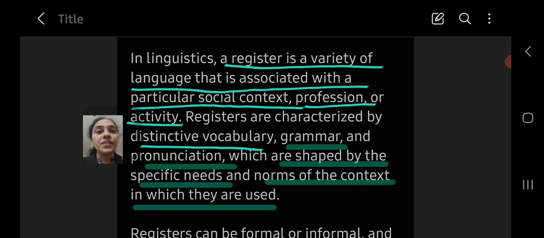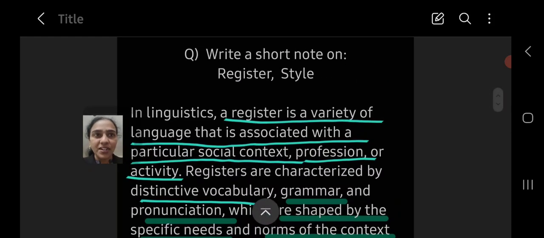I'll give you another sentence with the same word address. Listen to this. The chief guest dash the audience. Is it the chief guest address the audience? No. The pronunciation will vary depending upon the stress and intonation because it is a verb here. In the earlier sentence, it is a noun. Here, it is a verb. So, you should say it this way: the chief guest addressed the audience. So, it differs according to the specific needs and norms of the context in which they are used.